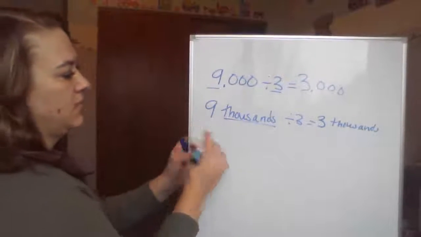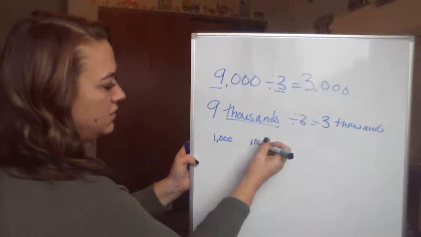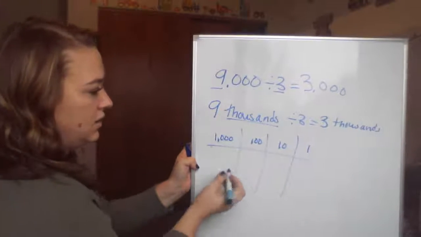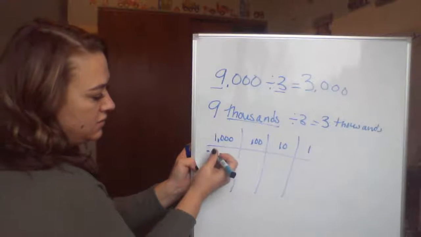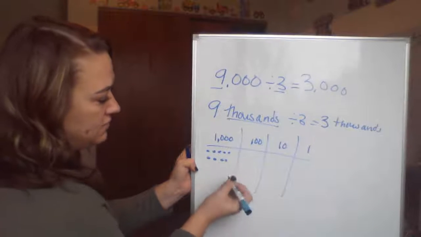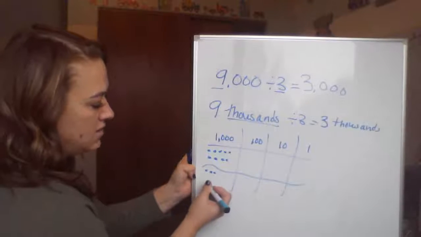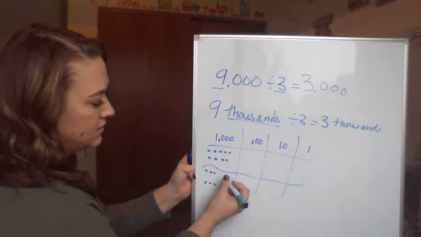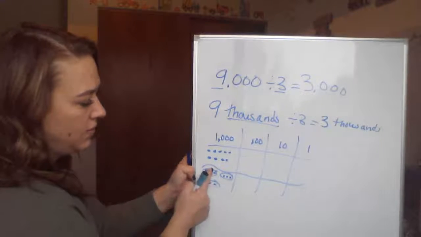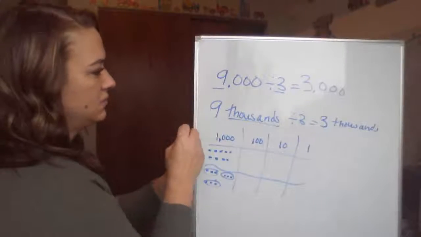Okay. Place value chart of our thousands, hundreds, tens, and ones. Starting with 9,000. 1, 2, 3, 4, 5, 6, 7, 8, 9. Break that into groups of 3. How many groups were we able to make? 1, 2, 3. 3 thousands.